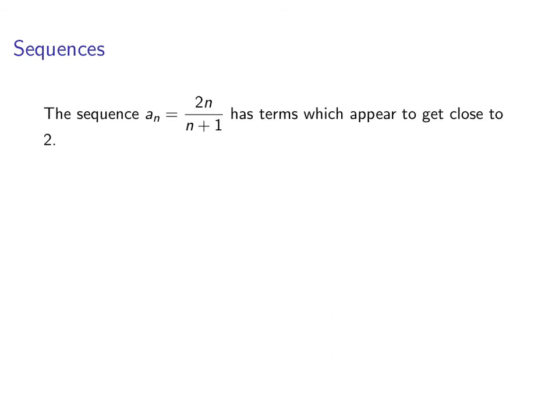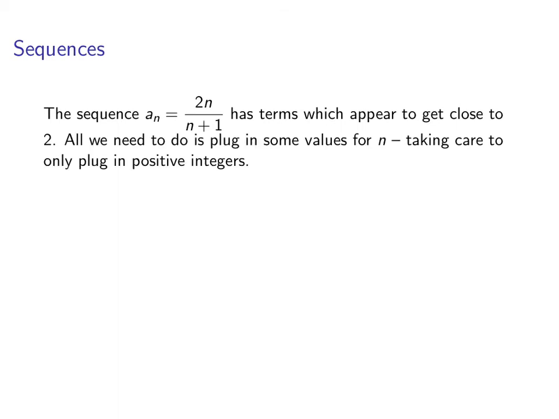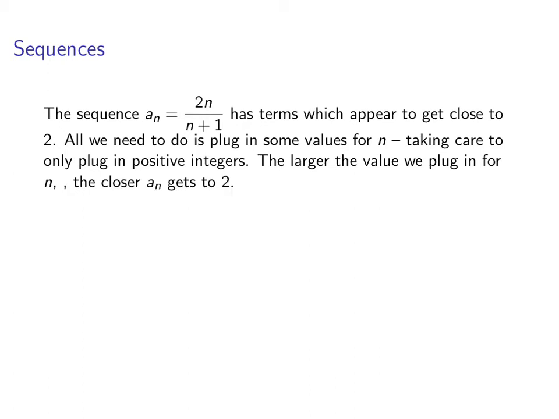Okay, so let's look at a completely different sequence. This sequence, a sub n equals 2n over n plus 1. Those have terms which appear to get close to 2. Plug in a big number for n, and you're going to get something that's close to 2. So you should try it. Plug in some values for n, making sure that the things that you are plugging in are only positive integers. The bigger the value that we plug in for n, the closer that a sub n gets to 2.